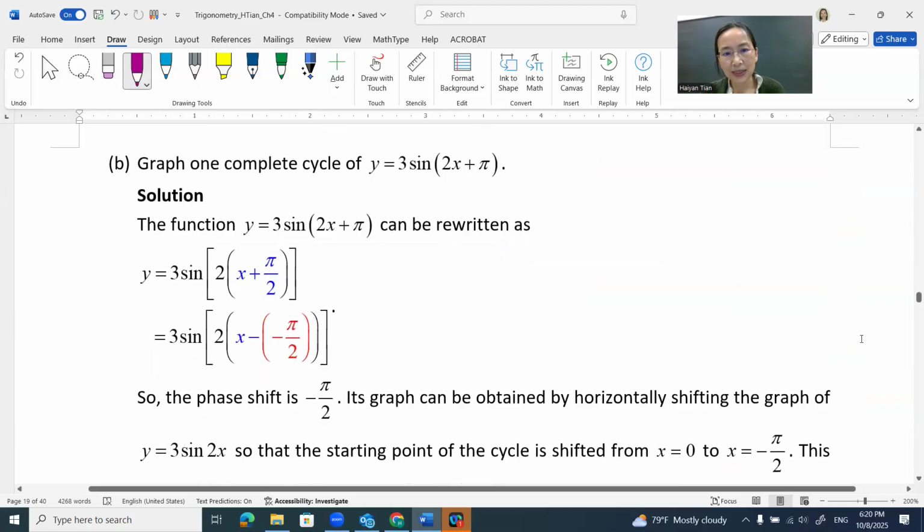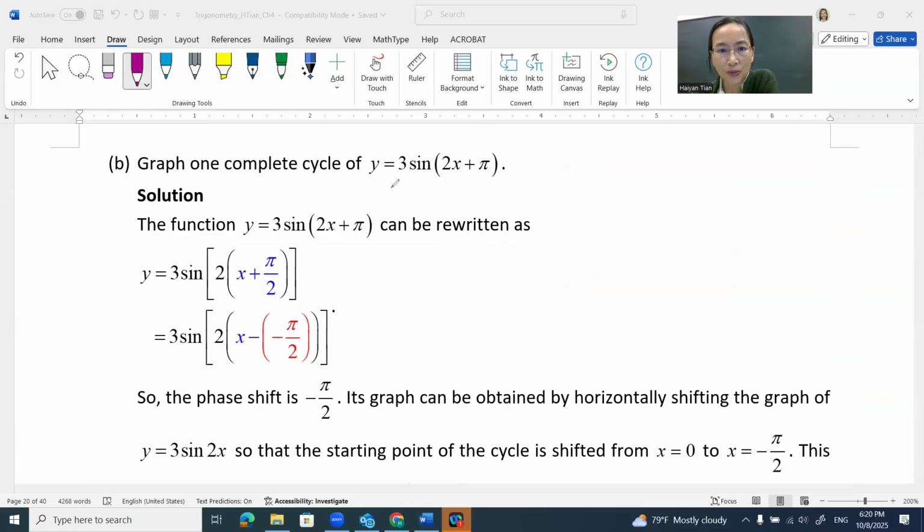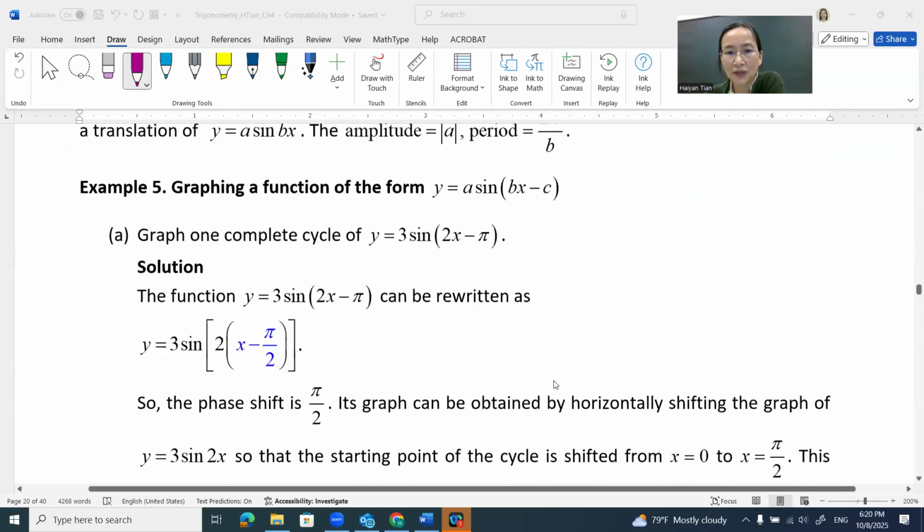So after we get this, one more example is, what if it's a plus? The plus sign here, that's the only difference. So what we do, in general, we define phase shift as in this formula.